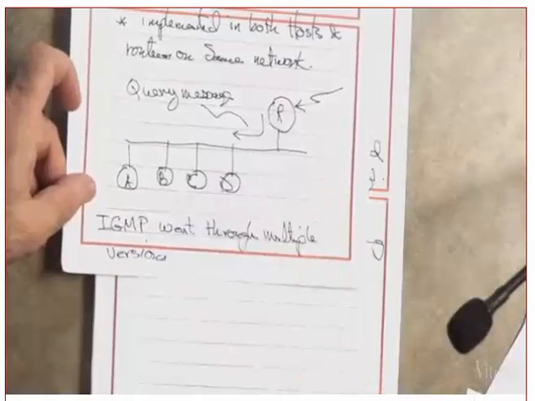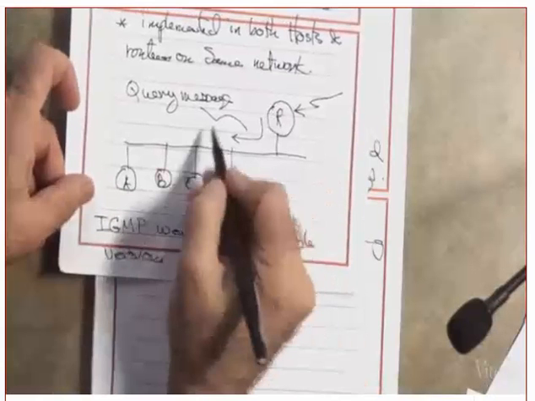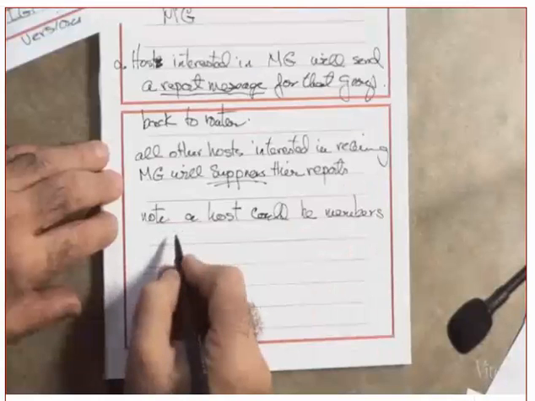Clear? How come nobody asked how these hosts see the report? When this one is sending the report back, how do they see the report? Nobody asked that question, or nobody even thought about that question.